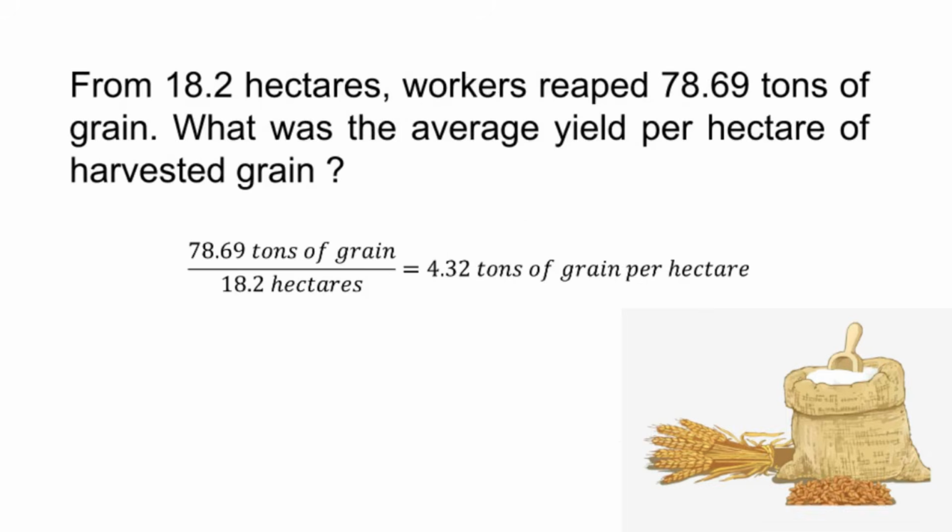From 18.2 hectares, workers reaped 78.69 tons of grain. What was the average yield per hectare of harvested grain? Converting the verbal description, average yield per hectare, we can write the equation as 78.69 tons of grain divided by 18.2 hectares. We get 4.32 tons of grain per hectare.